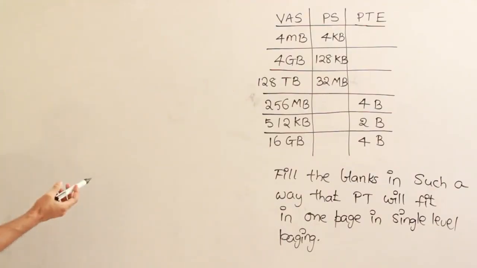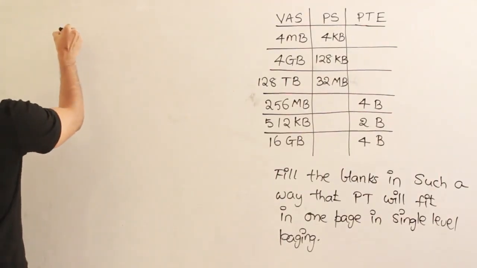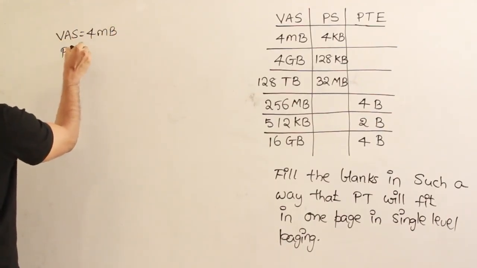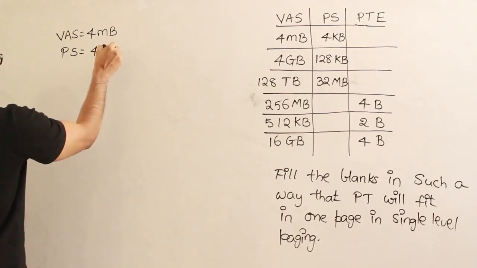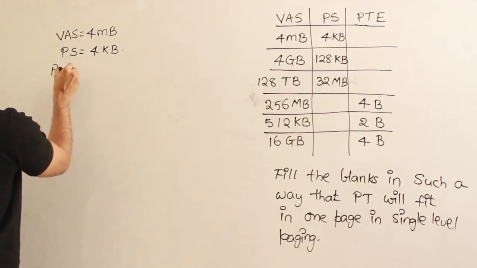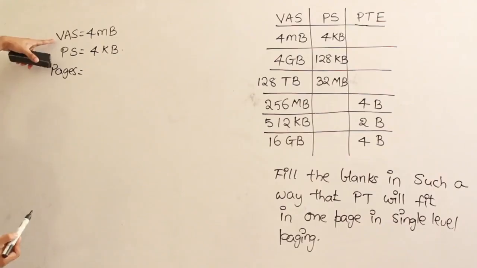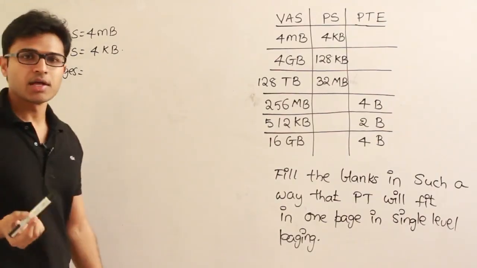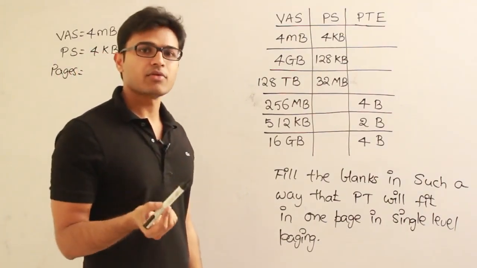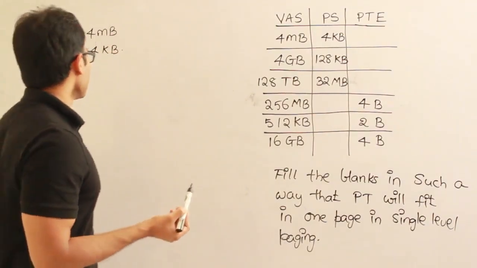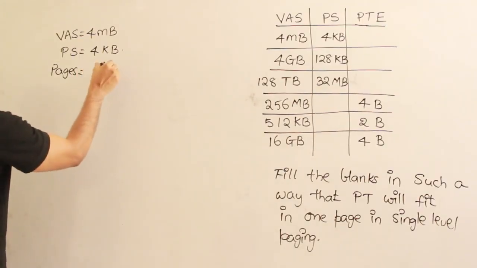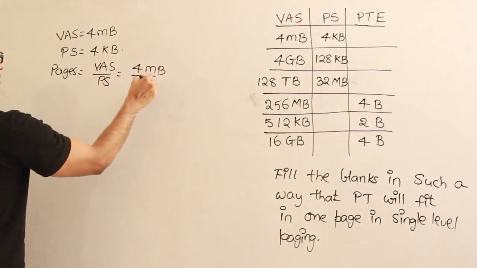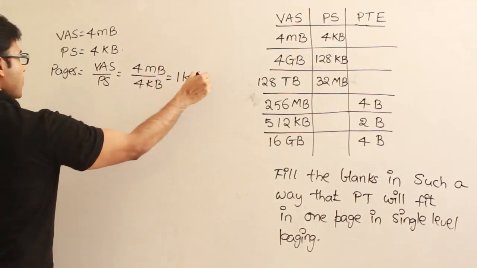Now first one is virtual address space is 4 MB, and then page size, PS means page size, is 4 KB. If this is the case, then I want to find out how many pages will be present in the process. Why should I find out? Because depending on the number of pages, the number of entries in the page table can be derived. Therefore, number of pages equals virtual address space divided by page size, which is 4 MB divided by 4 KB, which is 1K pages.